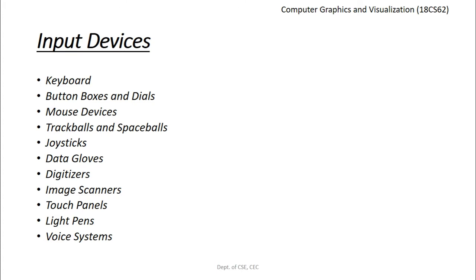Then we have something called the trackballs and the space balls. A trackball is a ball device that can be rotated with the fingers or the palm of the hand to produce screen cursor movement. You can call it an inverted mouse. Instead of moving the mouse, we just rotate the trackball with the fingers or the palm of the hand, and the cursor is going to move on the screen.